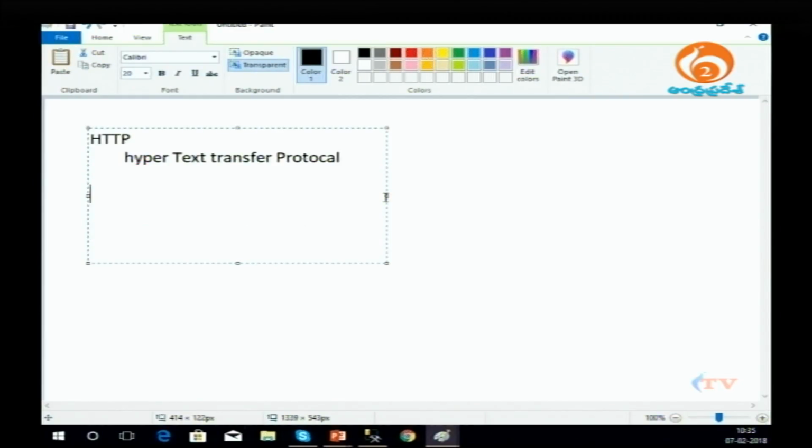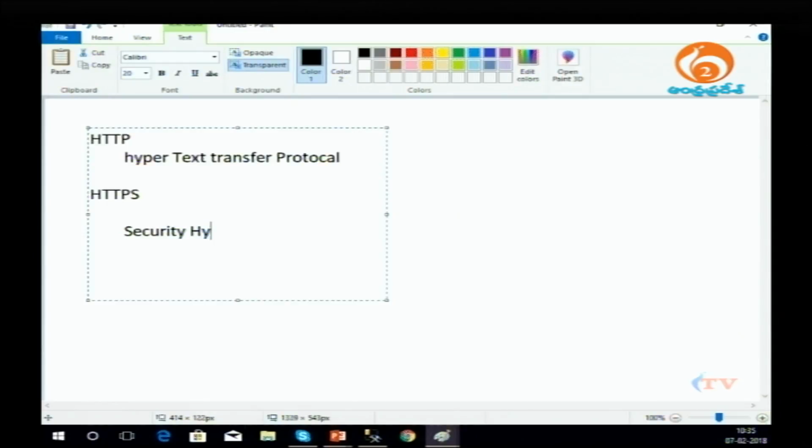Next, what is the next protocol we have? HTTPS, right? It is very similar. You just observe here, HTTP is 4 characters and HTTPS is 5 characters, only one character is extra. This you can call security.